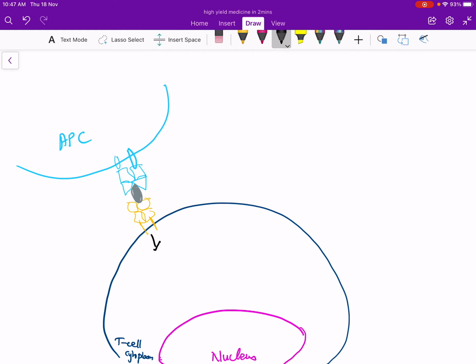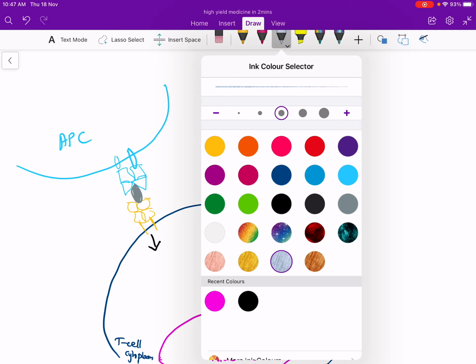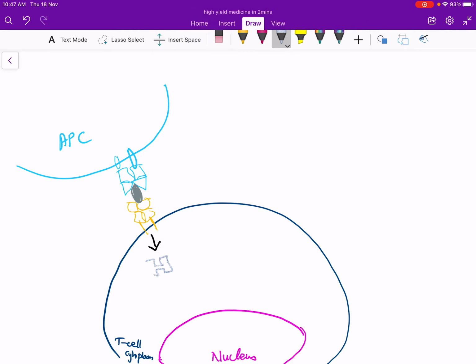So that leads to this dumbbell shaped thing. It's not actually dumbbell shaped, or if it is, I don't know, but this is calcineurin. Calcineurin goes and activates NFAT. NFAT is nuclear factor of activated T cells. Nuclear factor of activated T cells goes inside the nucleus, and it causes IL-2 gene transcription.